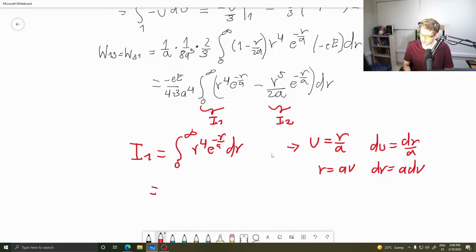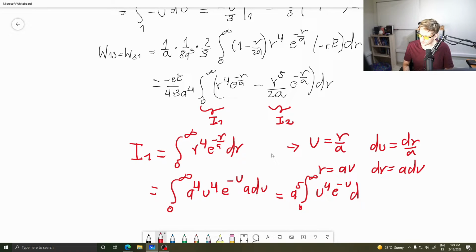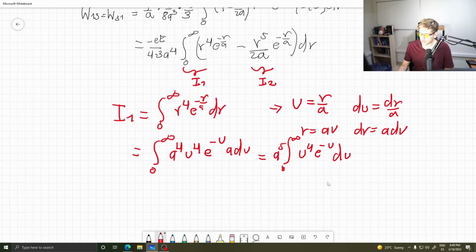So this integral will still go from 0 to infinity, right? If r is 0, u is 0. If r goes to infinity, so does u. And then instead of r, we will have a times u. So we get a to the fourth, u to the fourth, e to the minus u, and then a times du. So we get a to the fifth, integral from 0 to infinity, u to the fourth, e to the minus u du. And this integral you should already recognize.